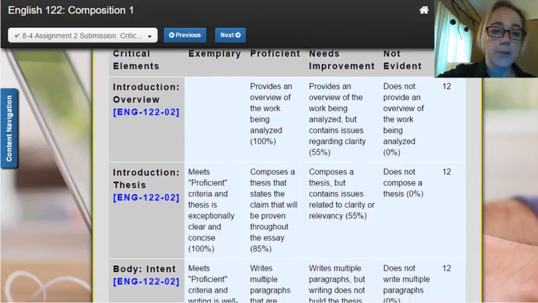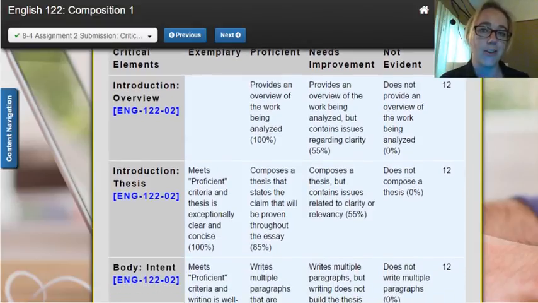The first critical element that we have for our critical analysis paper is the introduction in terms of the overview. And what we really want to do here is make sure that we provide an adequate and clear overview of the work being analyzed. So this is where we would say, this is the name of the essay, the author, and maybe give a sentence or two summary of that author's goals and maybe what the paper was about.